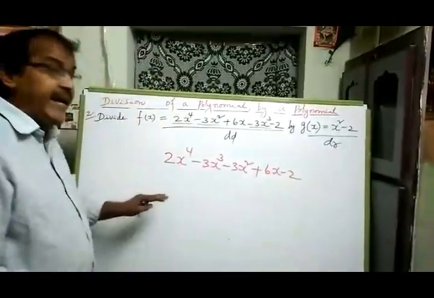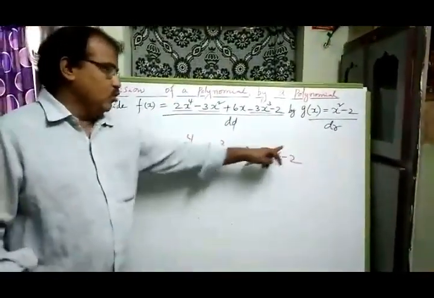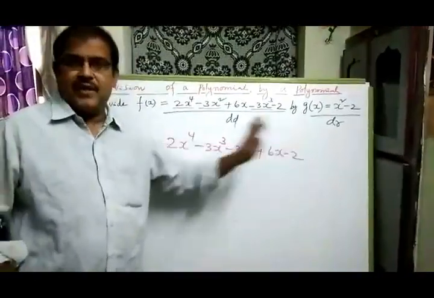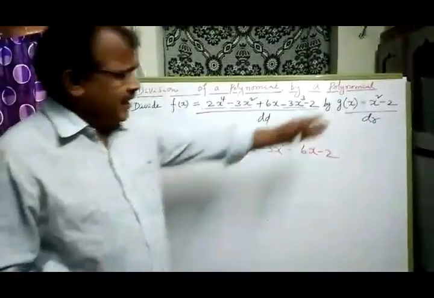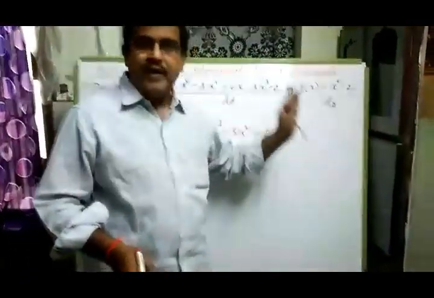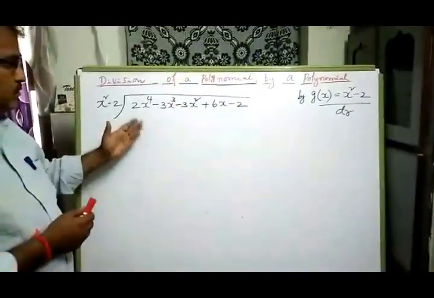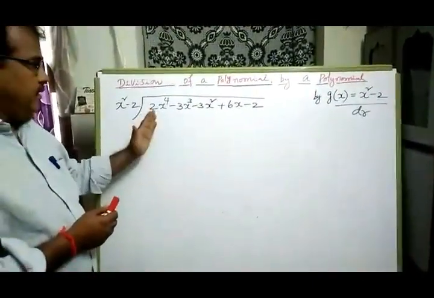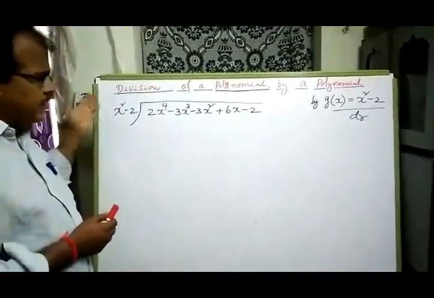This is the dividend in standard form. Power is 4, the power is 3, the power is 2, the power is 1, constant term. Now it is in standard form, now we can go for division. The divisor is already in standard form.